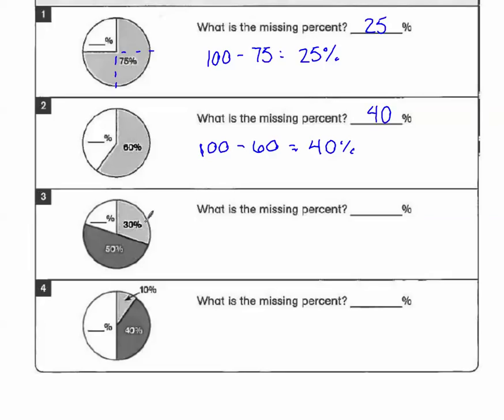Now, what do we do whenever we have more than one pie slice? We're going to add those two together. So we have 30 plus 50 is 80%. And then we'll take 100, because that's the total, minus the 80% that we know, and we're left with 20%. So go ahead, you try number 4 on your own.